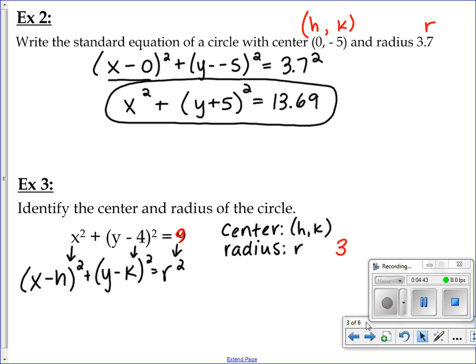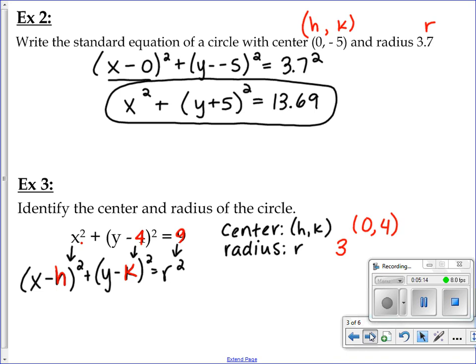And now we have to talk about our center, our h and k. Well, since there is no number over here next to my x, what does that tell me about my h? Well, it means my h has to be 0. And then what about my k? Well, my k is going to be whatever number is being subtracted from the y. So that is 4. So those are the answers. Your center is 0, 4, and your radius is 3.